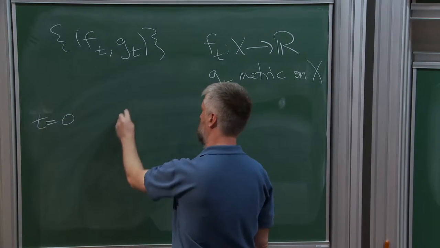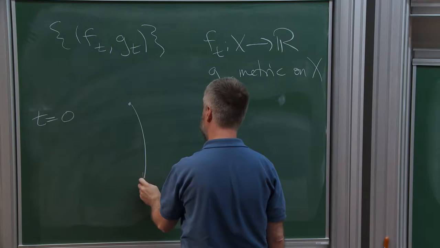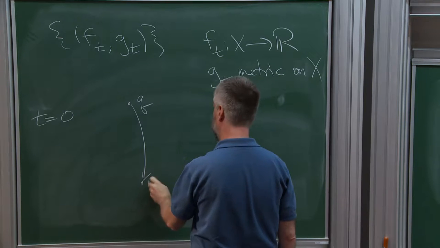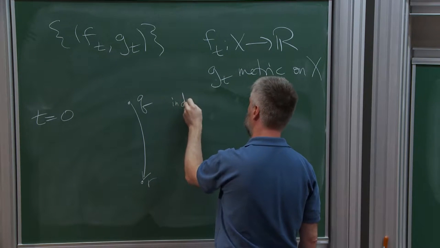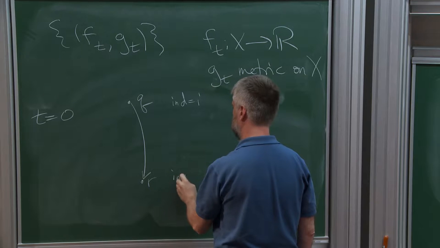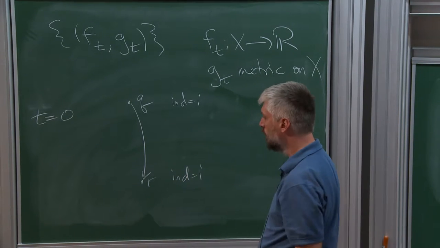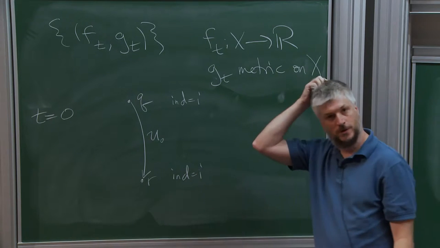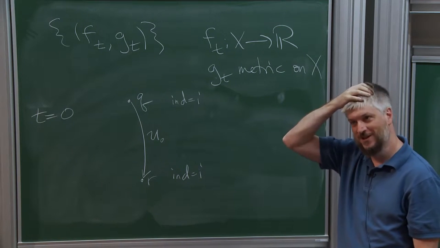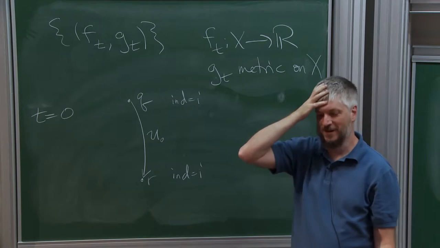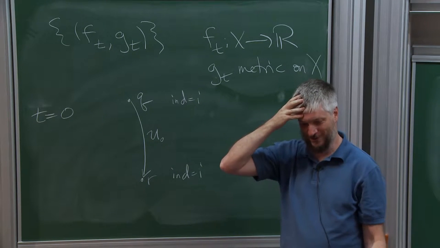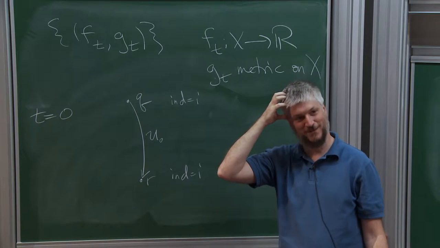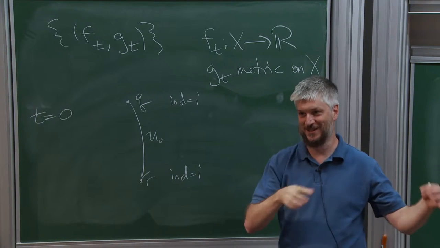So at time t equals 0, there is an index 0 flow line from a critical point q to a critical point r. So these both have index i. We'll call this thing u0. But we'll assume that it's a sort of generic situation. When I say the word generic, that means satisfying various conditions which hold for data in a countable intersection of open dense sets, and the set of conditions may increase as I go along.